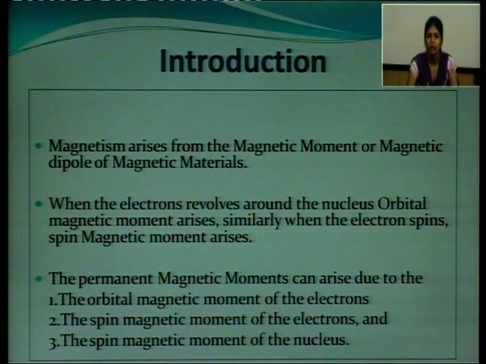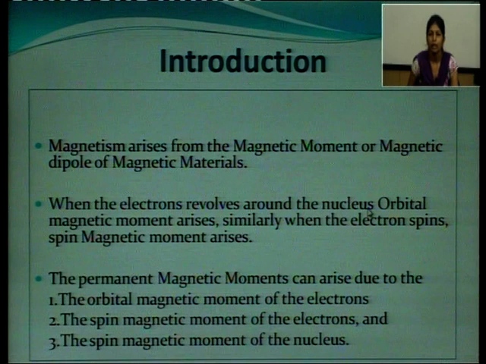Basically the magnetic moment is of two types. First is orbital magnetic moment and second is spin magnetic moment. First of all let us discuss what is orbital magnetic moment. When the electrons revolve around the nucleus, then it is known as orbital magnetic moment.